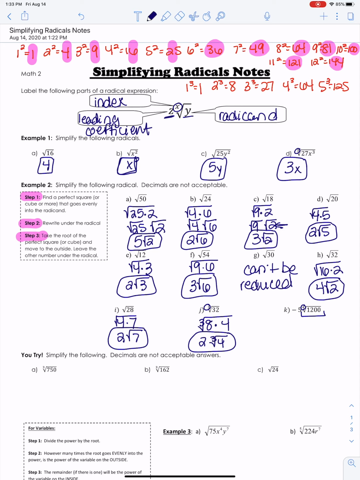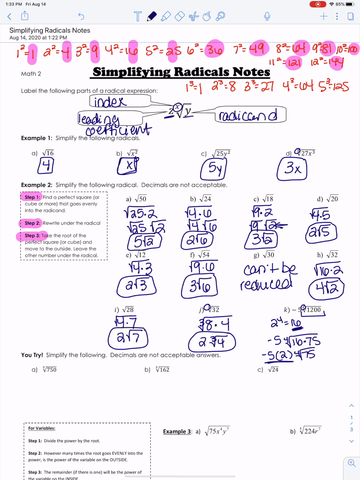So here was my thought process. I checked 2 to the 4th power. That gave me 16, so I know 16 is a perfect fourth. That's what I know, and I know 16 will go into 1200. So I have -5 times the 4th root of 16 times 75. I've got the -5 on the outside, 16 turns into a 2, and 75 is going to stay in the radical.